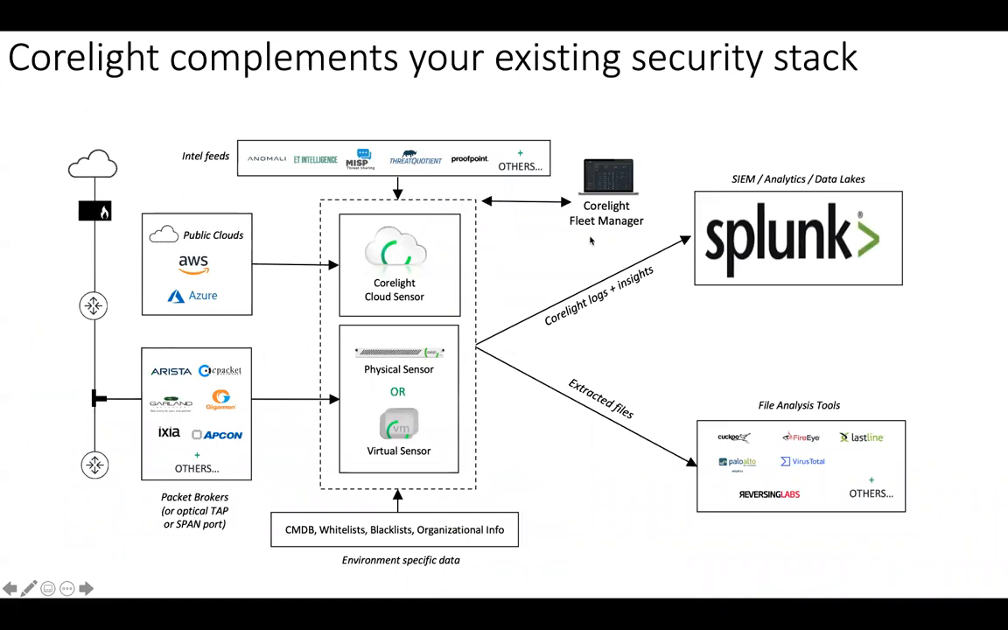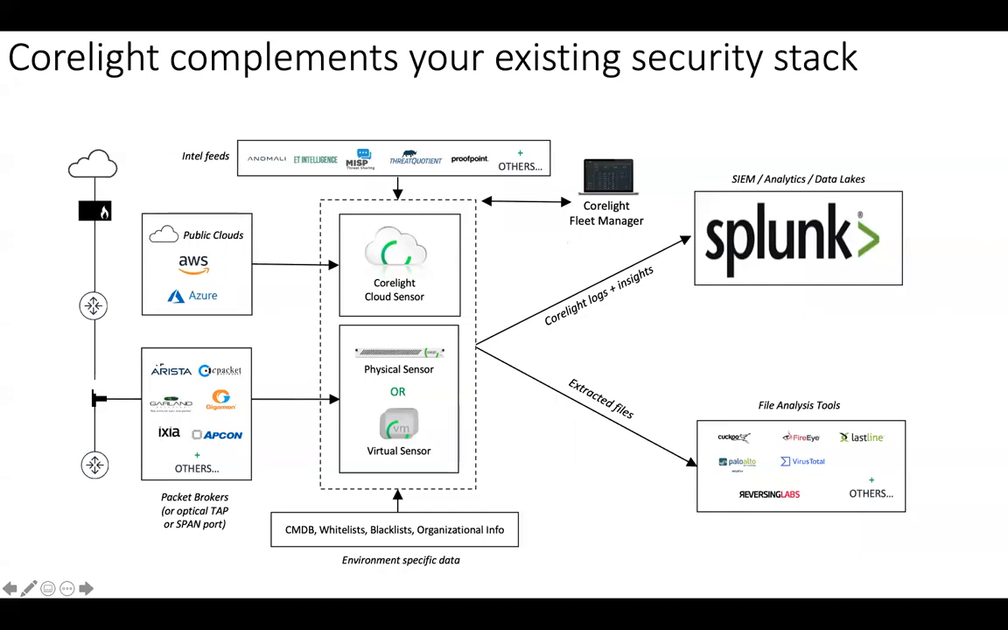Right. So this is a typical deployment from a sensor standpoint. As you can see, it is completely passive. The sensor is getting a copy of the traffic off of the network. It's going into your packet broker fabric, and then from there, it's getting forwarded into the Corelight sensor.